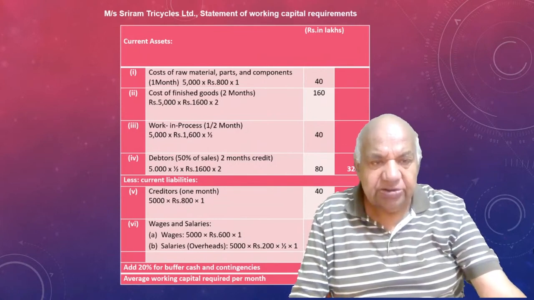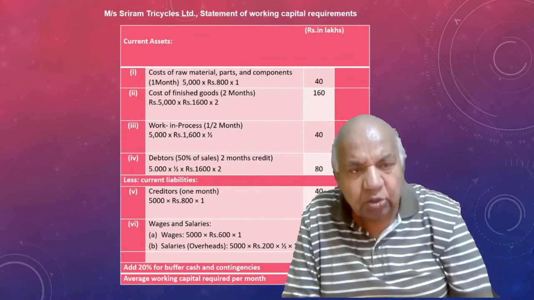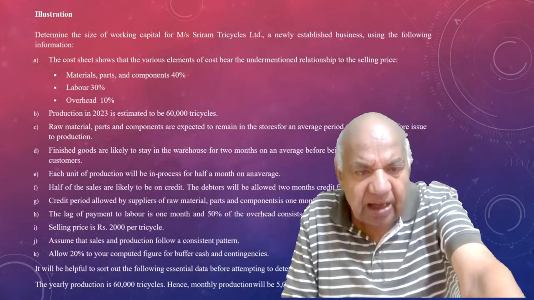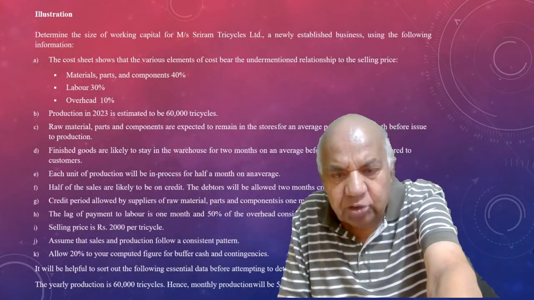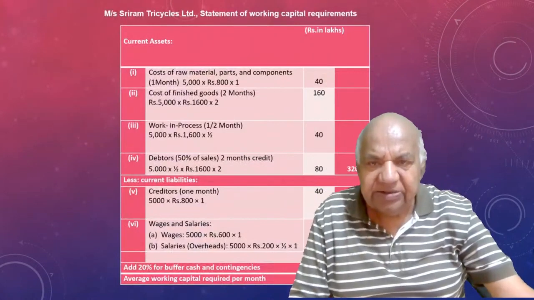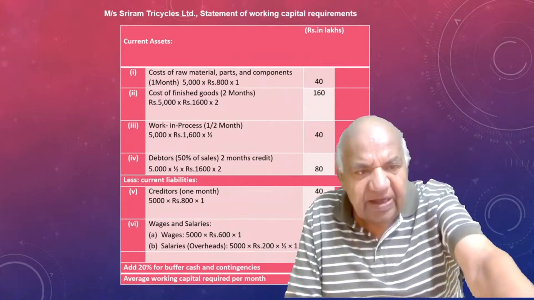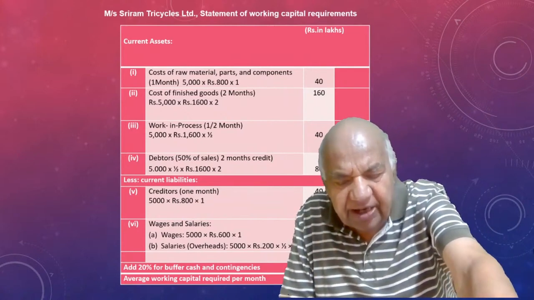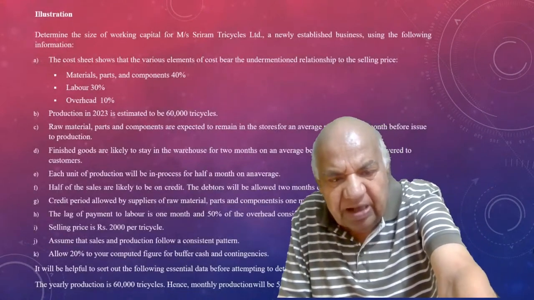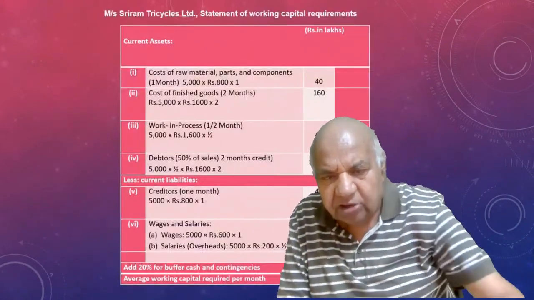In case of finished goods, 5,000 multiplied by 1,600, that is the total cost of production. And it is given here that finished goods are likely to stay in warehouse for 2 months. Therefore, it is calculated for 2 months, that is 160 lakhs. Work in process. The same figure, 5,000 multiplied by 1,600, and it is given here that each unit of production will be in process for half a month. Therefore, it is calculated for half month or 40 lakhs.